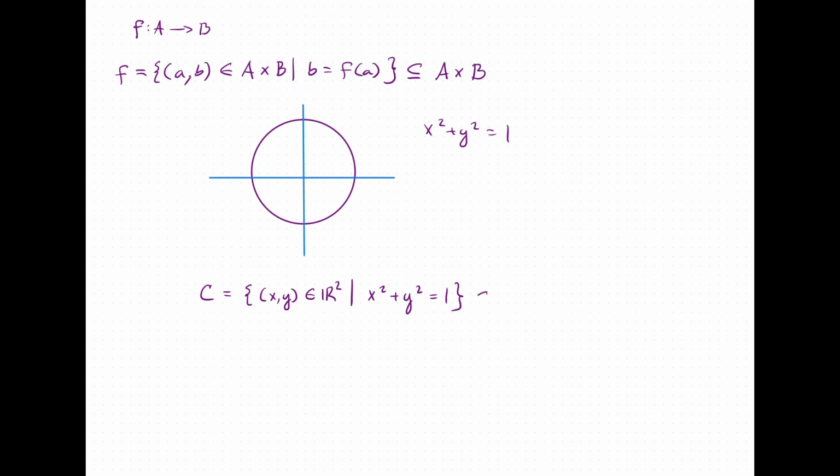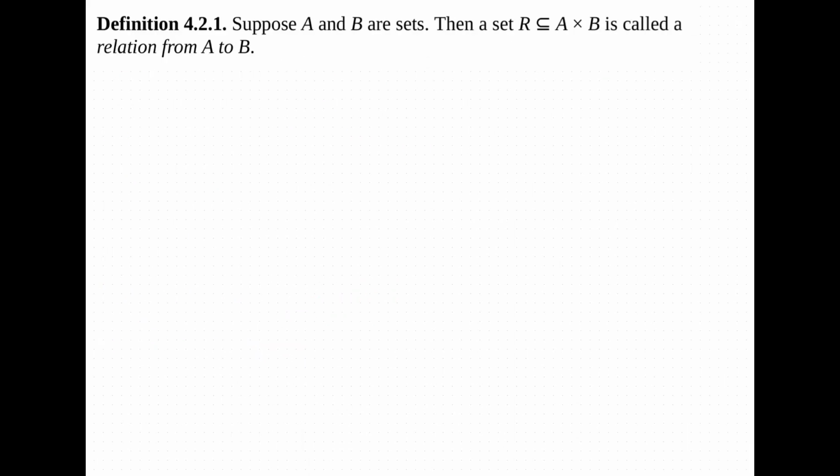And now this is a subset of R2. And so this is an example of a relation. So C is a relation. And so let's go ahead and now formally define what a relation is. And here it is. A and B are sets. A set R, which is a subset of the Cartesian product of A and B, is said to be a relation from A to B.